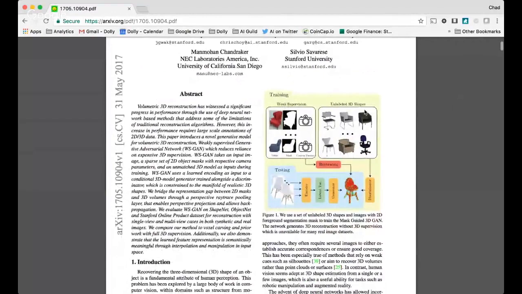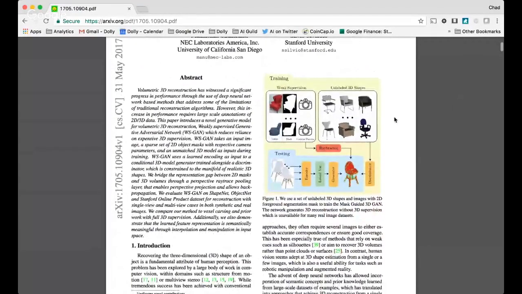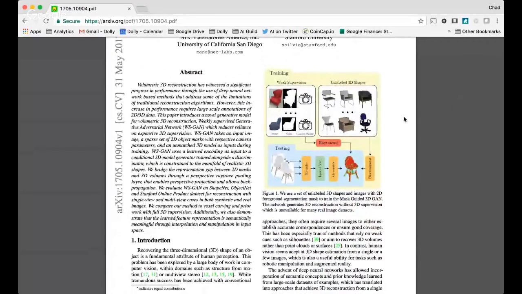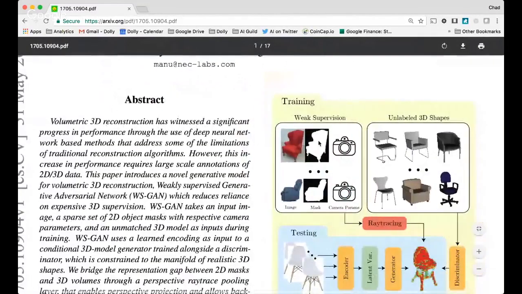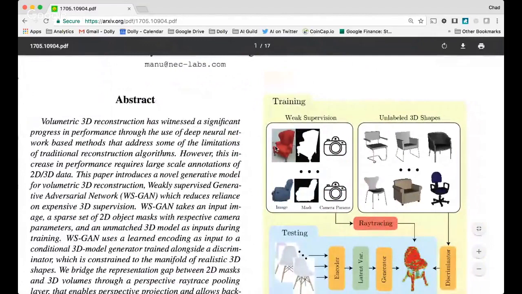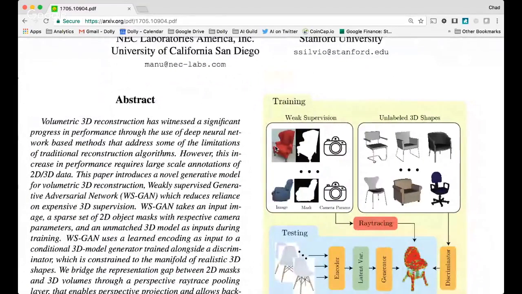So can I hop in and ask you a question here? The idea is to take a photo, and I'm looking at the research paper of this red chair here, and then there's the silhouette part of it, or the mask of it. And then the camera parameters. What would be an example of some of those parameters that you were talking about?